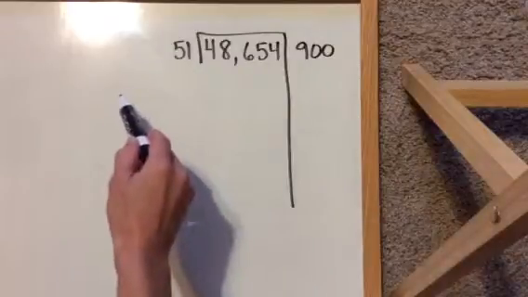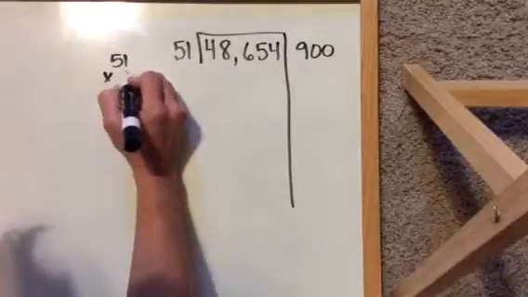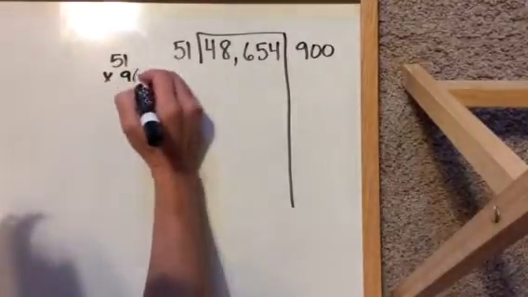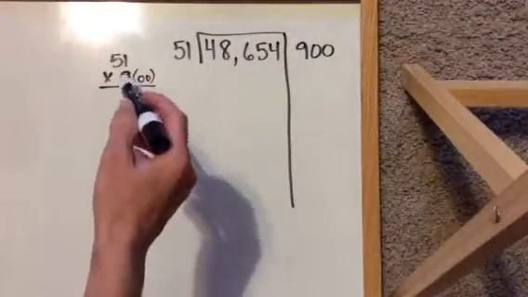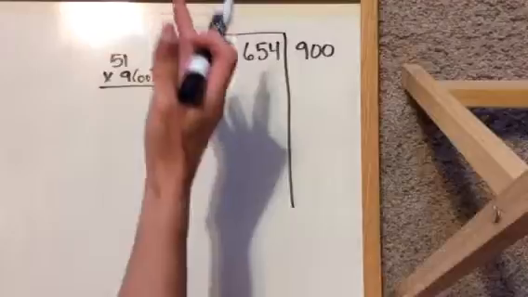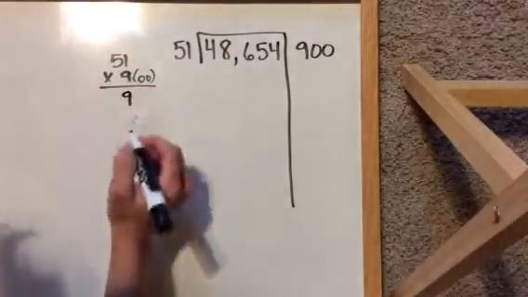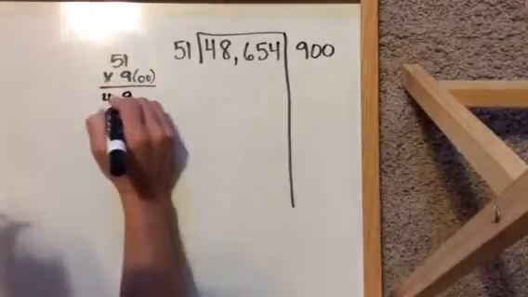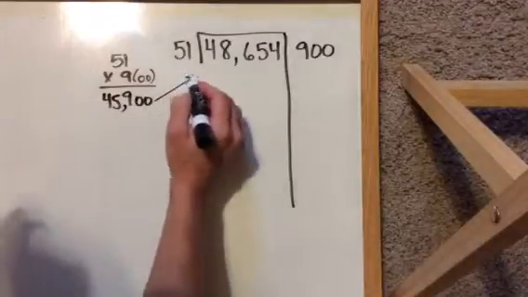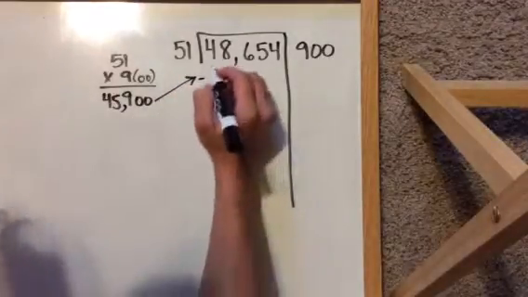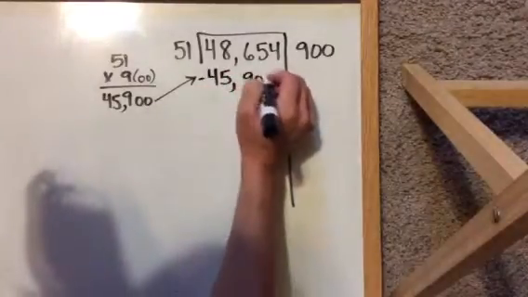I'm going to come over here to a scrap area, and multiply 51 times 900. I'm going to actually just multiply by 9 and keep the zeros over here, and save those for the end, because when you're multiplying, you don't have to worry about those zeros. So here we have 9 times 1 is 9, 9 times 5 is 45, and I'm going to bring my zeros down. Then I'm going to transfer this number over here to subtract it from my dividend. So here we go.